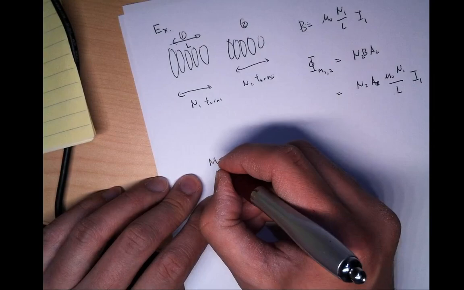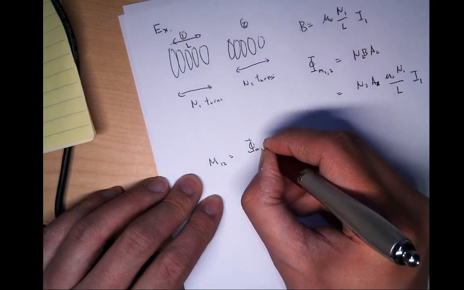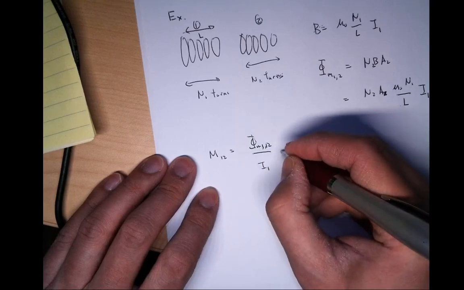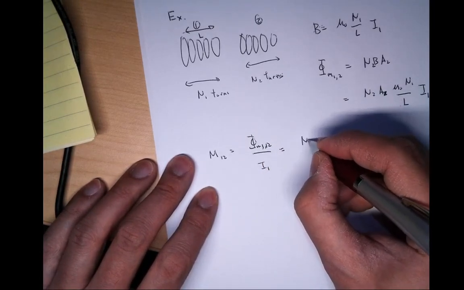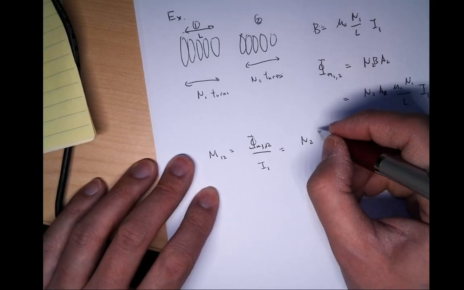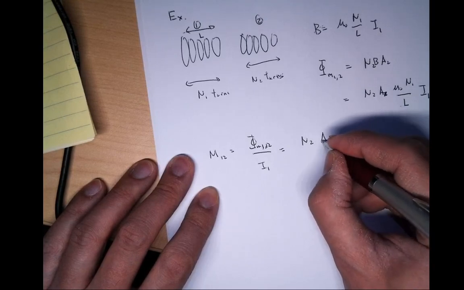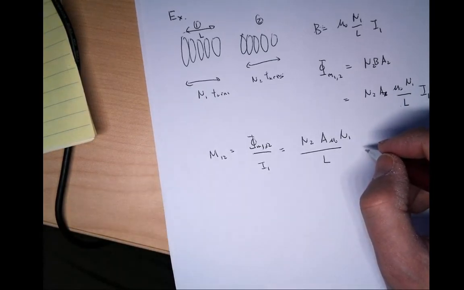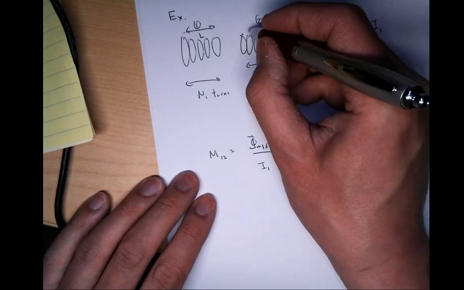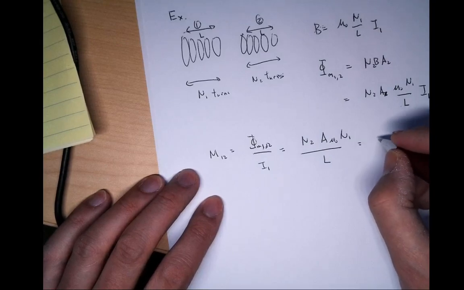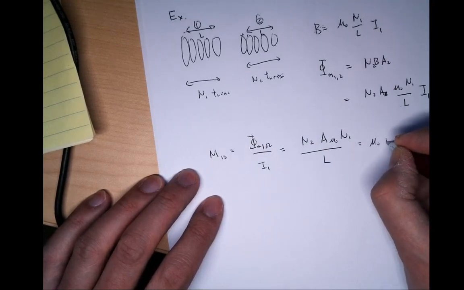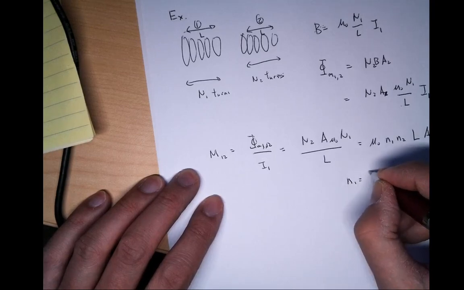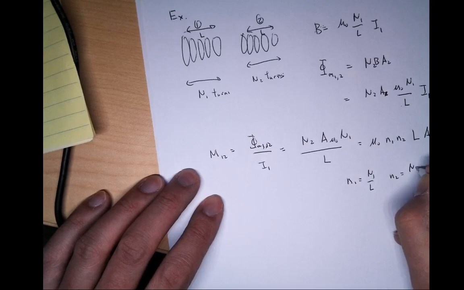So then M12 is equal to the flux of 1 on 2 divided by I1, so that's going to be equal to N2, let me get this right, A mu 0 N1 over L. And in other words, if these two are the same length, then this is just going to be equal to mu 0 times N1 over L, times N2 over L, times A.